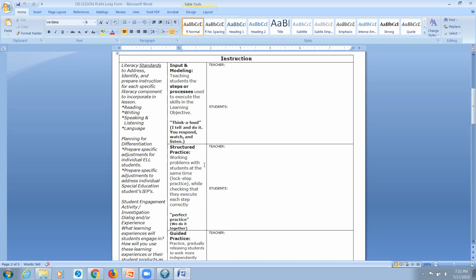You should not move on from input modeling unless at least 85% of your students are with you. You should not move on from structured practice unless 85% of your students are with you. You should not move on from guided practice unless 85% of your students are with you. How do you know if 85% of your students are with you? You have to check for understanding.